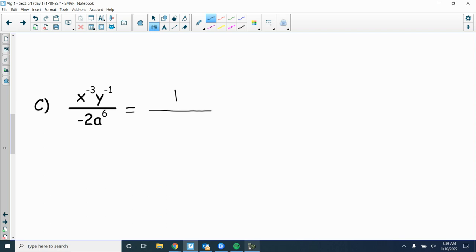So here's what I got. I got negative 2 here. I got a to the 6th. I got x to the 3rd. I got y to the 1st. Now y to the 1st you can just write as y if you want to.